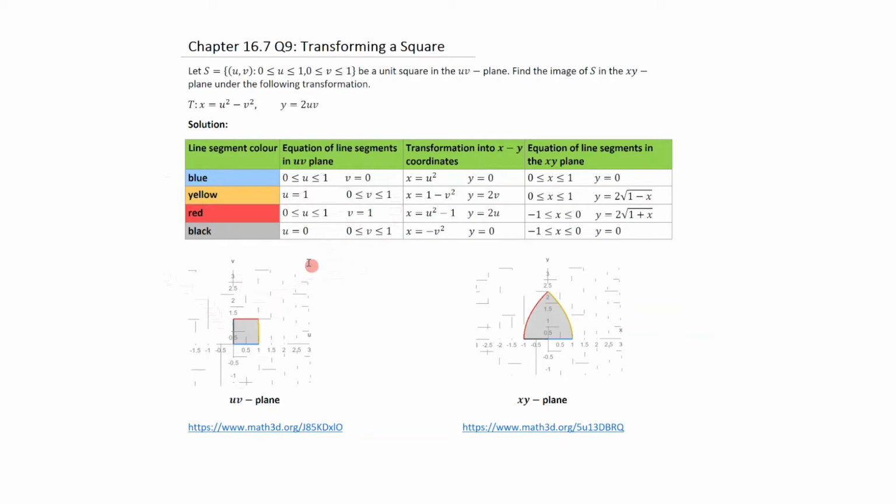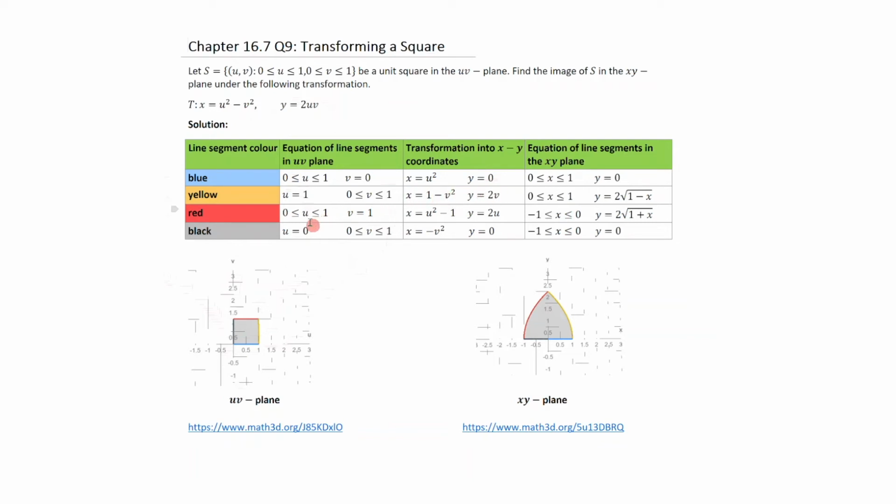And now what we want to do is to transform those boundaries in the UV plane to boundaries in the XY plane. And so what we do now is make use of the transformations here for each one of these rows. So for the first case, v equals 0. If v equals 0, then y equals 0, and x becomes u squared. So that's what you see here. For this segment, u equals 1. If u equals 1, y equals 2v, right? And u is 1 here, which makes this 1 minus v squared. So that's why you see this.